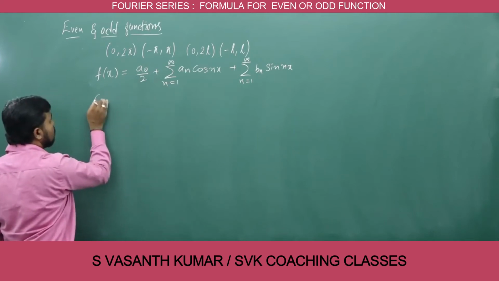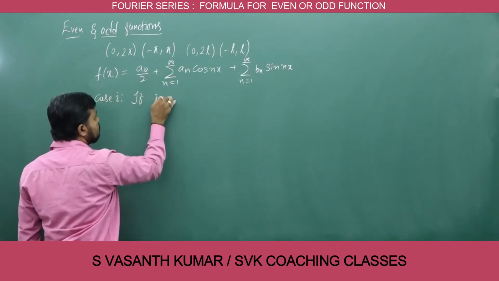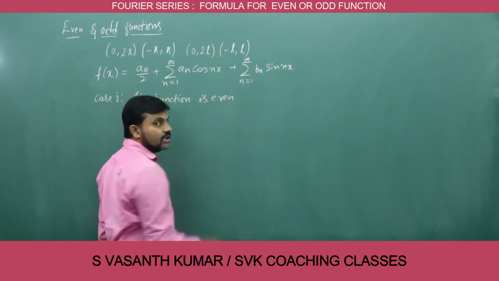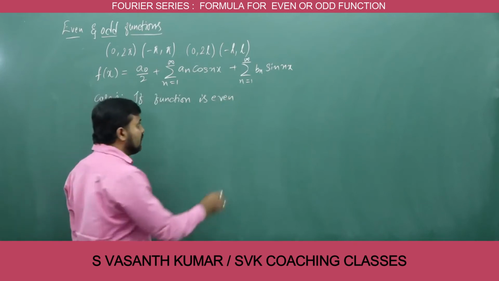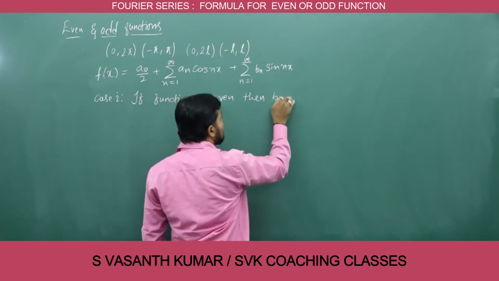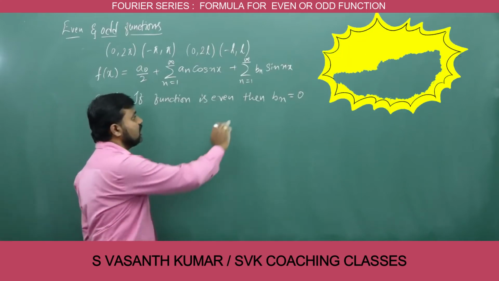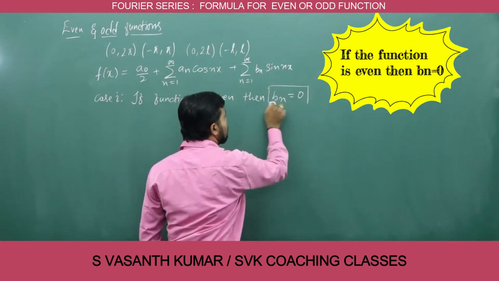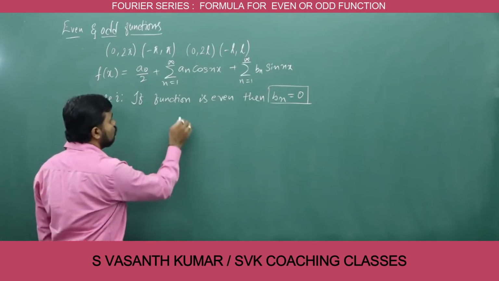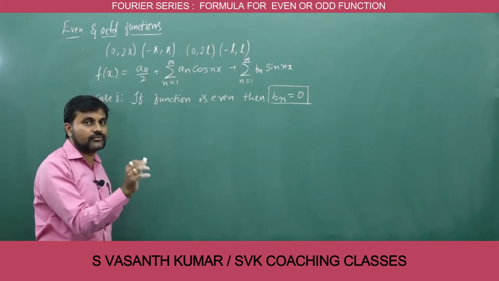Okay. So, case 1, if the function is even, then the Fourier coefficient called Bn will be equal to 0. Directly, if you came to know that the given function is even function, then directly Bn will be equal to 0 for both period 2l and 2 pi. Then you should know how to write the Fourier coefficient and Fourier series.